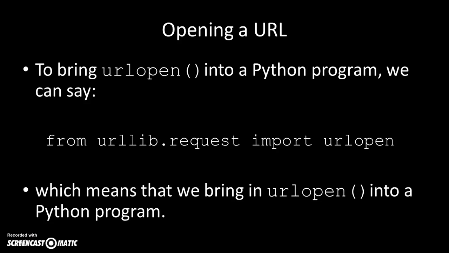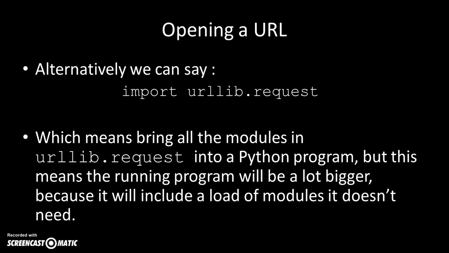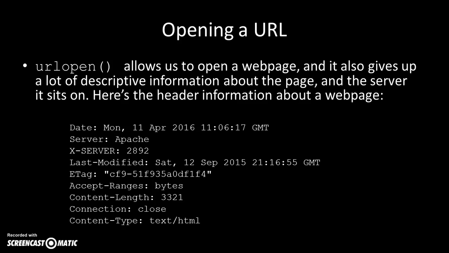Whereas using this approach of just explicitly naming the modules we want, other than the standard ones, this is how it works. So in our case, we say from urllib.request import urlopen. We could say import urllib.request, which means bring all of the potential functions or modules from urllib.request into the Python program. But as I said, that would make the program way bigger than it needs to be. So we should just specify by saying from urllib.request import urlopen. urlopen opens a web page.